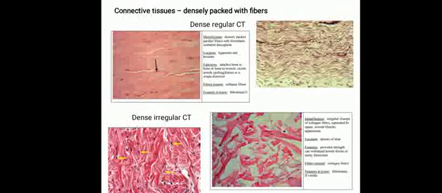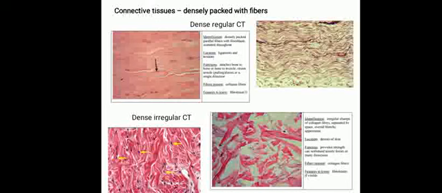Then we have the dense regular connective tissues. The dense regular connective tissue is found in the ligaments and tendons. The function is always to attach bone to bone, or bone to muscle. Bone to bone, that is ligament; bone to muscle, that is tendon.